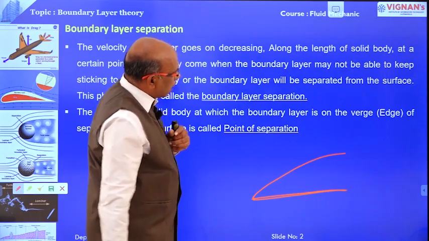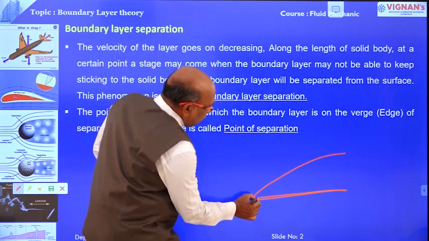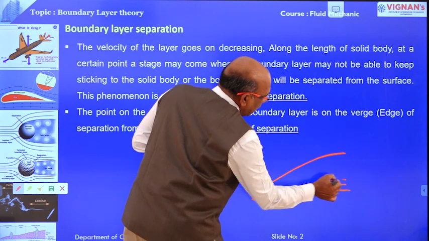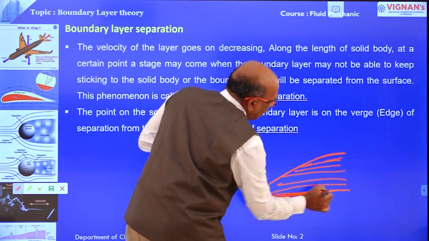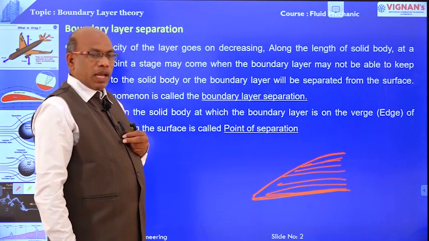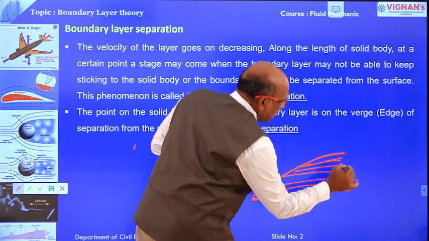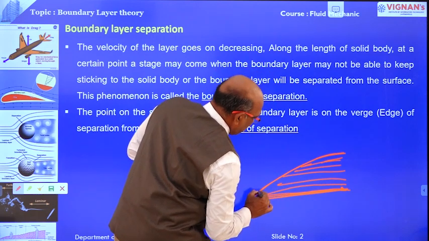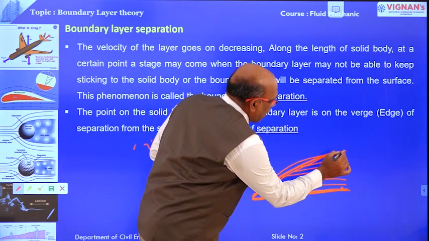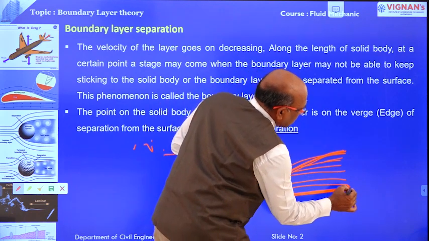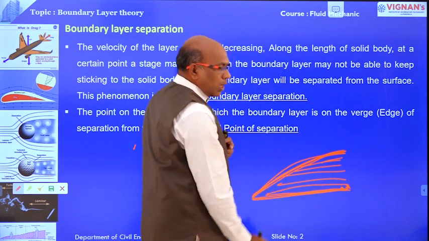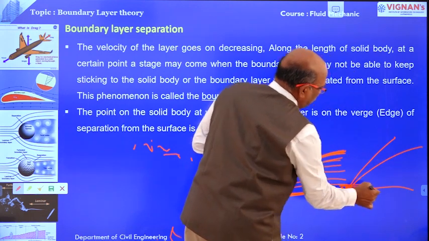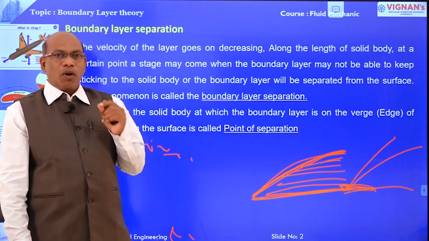The velocity of flow along the length of the plate goes on decreasing because the cross sectional area increases. Automatically the velocity of flow decreases along the length of the plate. At a certain point, a stage may occur that the boundary layer may not be able to keep sticking with the surface, and the boundary layer will be separated from the surface. This phenomenon is known as boundary layer separation.